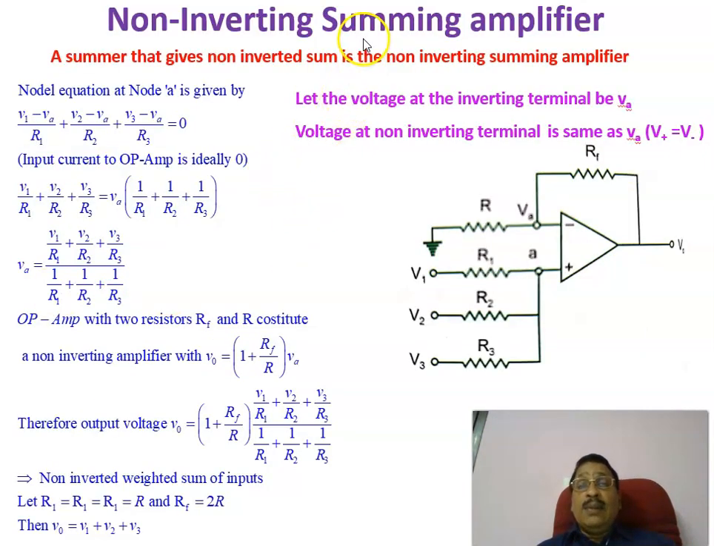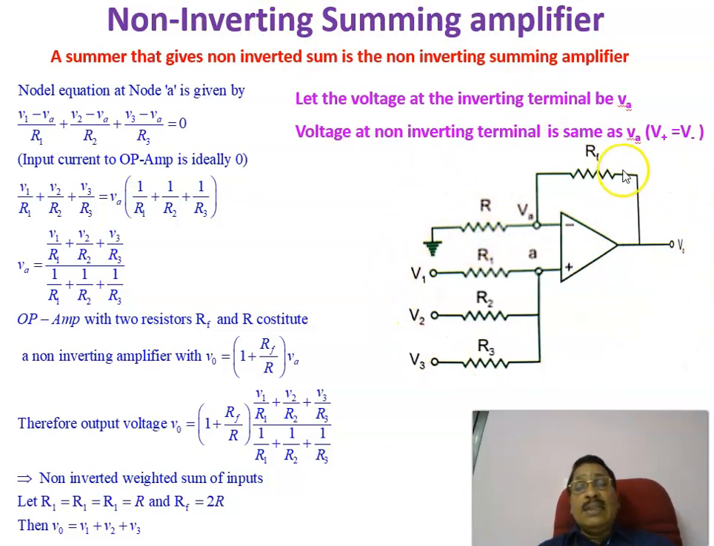The second summing amplifier is called the non-inverting summing amplifier, in which we give the input signals to the non-inverting terminal. Previously, we gave the input signal to the inverting terminal. But here we are giving V1, V2, V3, the signals to be added, to the non-inverting terminal through resistances R1, R2, R3. The feedback resistance is RF, and on the input side there is a resistance R grounded at the inverting terminal. Therefore, this is a non-inverting summing amplifier.